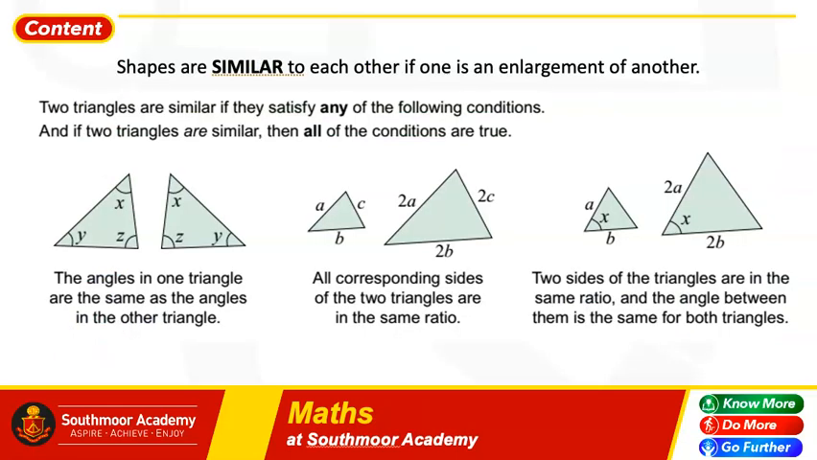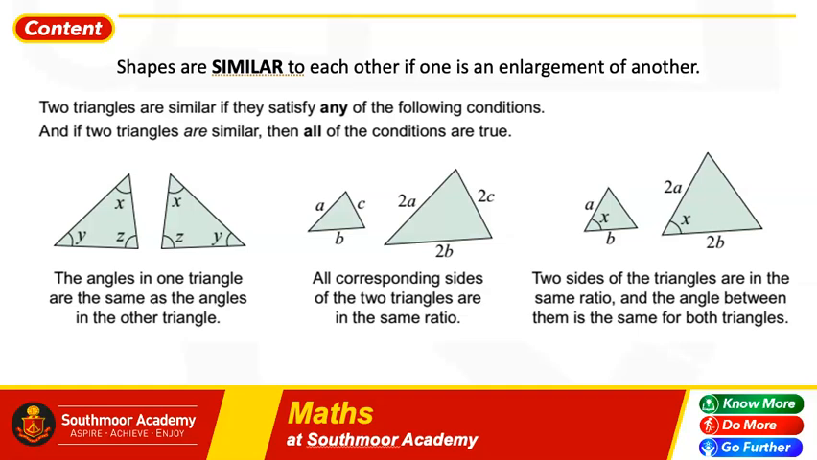So here are your conditions for similarity. Shapes are similar to each other if one is an enlargement of another. Two triangles are similar if they satisfy any of the following conditions, and if two triangles are similar, then all of the conditions are true.